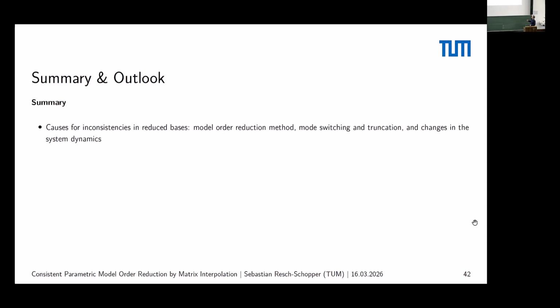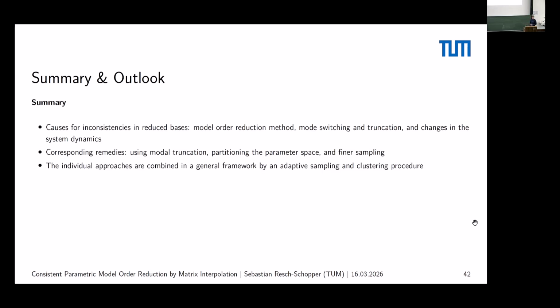First, the model reduction method that we're using. Then, since we used modal truncation, we ended up with a problem of switching modes. And finally, we also saw that if the system dynamics change, this might cause trouble if we don't do the appropriate sampling. So for each of them, we found a remedy. I just explained them as well: using modal truncation, then partitioning the parameter space when this mode switching occurs, and performing adaptive sampling, which were all combined into one general framework of adaptive sampling and clustering to tackle all of them at once.